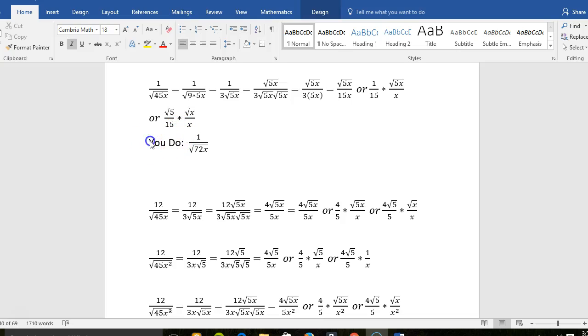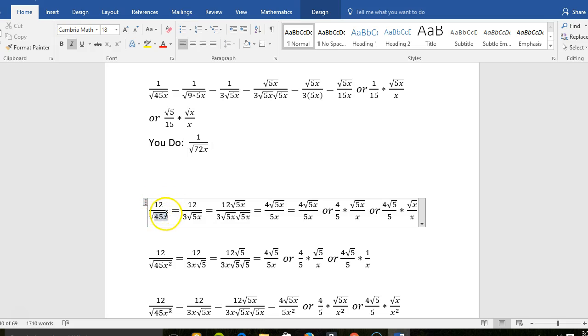Hello again. From the previous video, here's a problem I'd like you to do for yourself, 1 over radical 72x. Take a minute to do that if you've not done it already from the previous video, just the one we just finished. But anyway, if you've already done that, great. If you've not, do so pretty quickly. So let's move on.